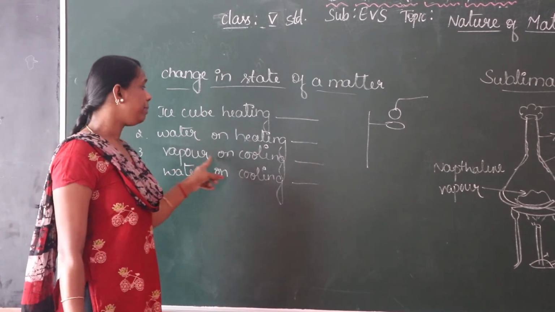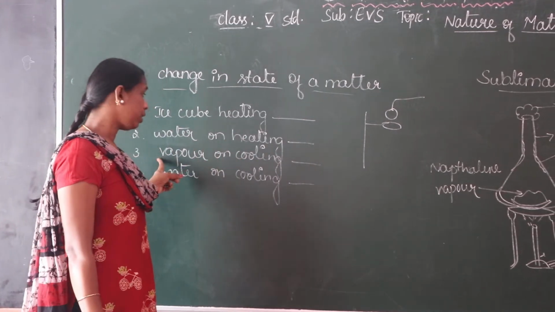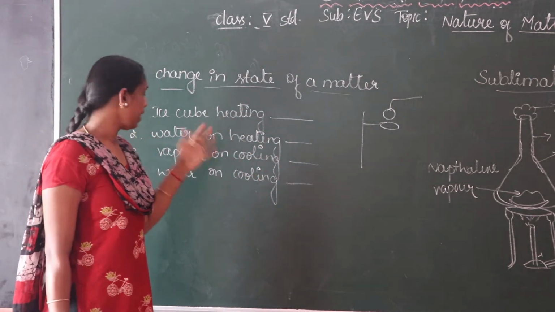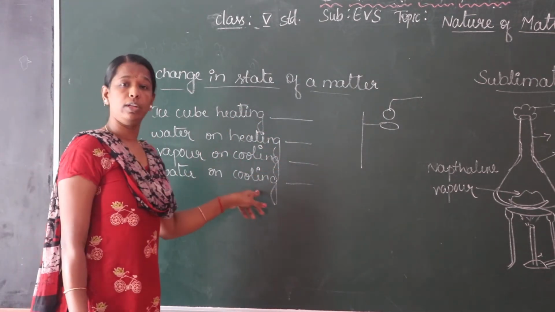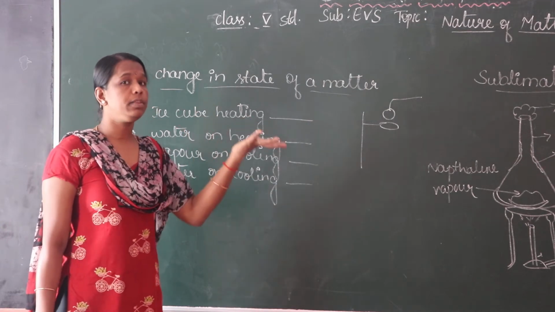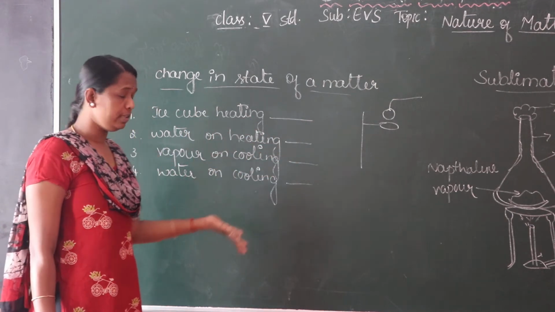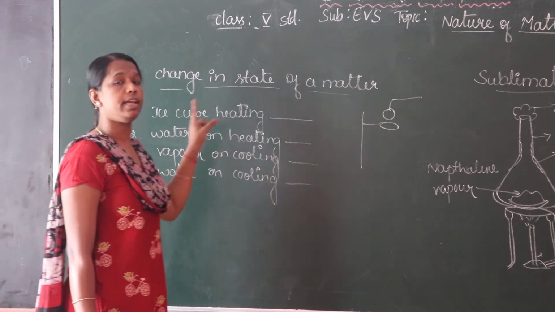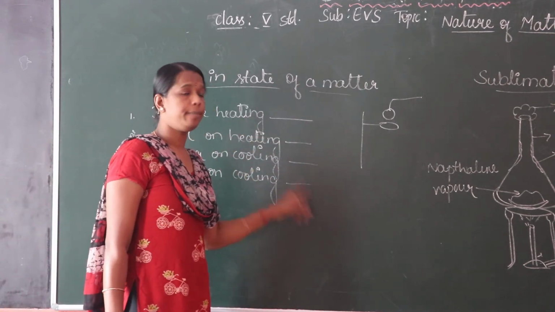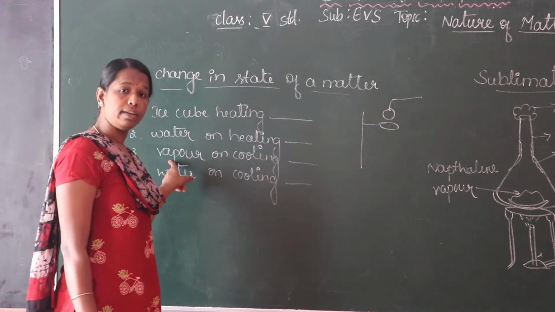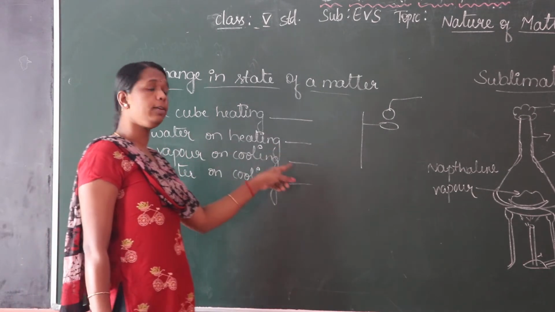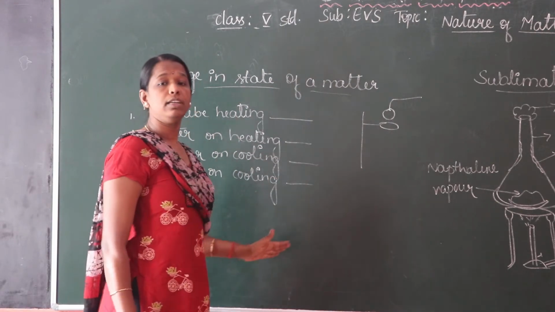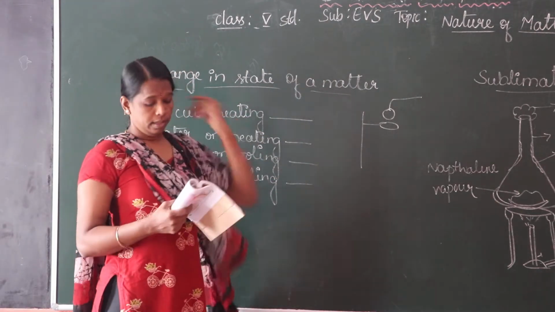And then the vapors are cooled. What happens when water vapor cools? It condenses. Is it clear? And then the water on cooling: if we keep the water in the fridge or in the freezer, it becomes ice. This liquid form is changing into the solid form. This gaseous form is also changing into solid form. Like that, the matter changes.